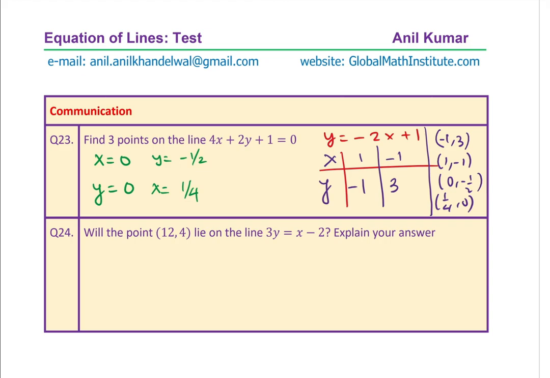Question 24 is, will the point (12, 4) lie on this line? Explain your answer. So you can substitute x as 12 and find y. So the idea is to substitute x equals 12, find y.